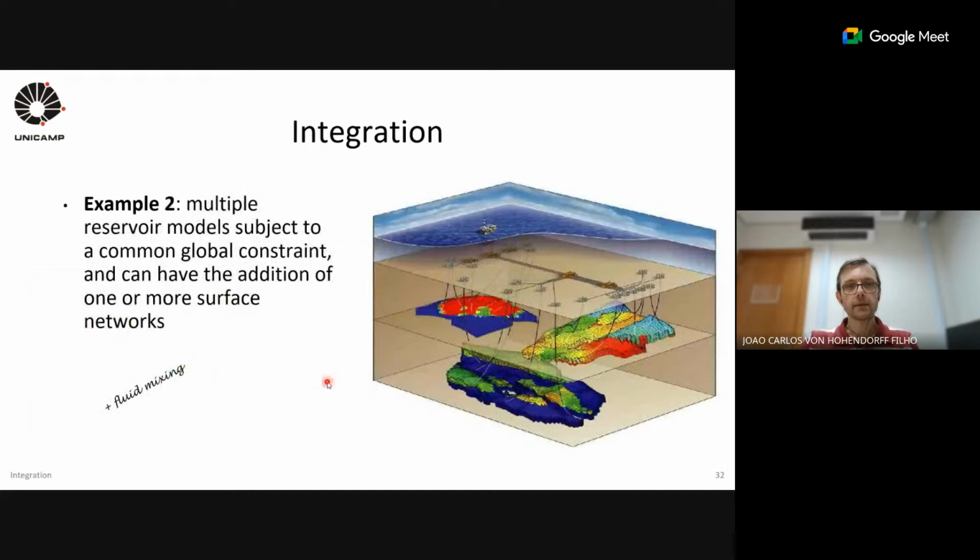Okay. The second example in terms of integration is related to multiple reservoirs producing from the same platform, that are shared in platforms, with a global constraint. And especially nowadays, the use of subsea networks, subsea equipment, and what you can obtain here is a mixing of different fluids along the subsea system. Okay, not only questions related to platform well management, but also the mixing and guarantee problems in terms of flow assurance along these pipes, due to the mixture of the fluids.